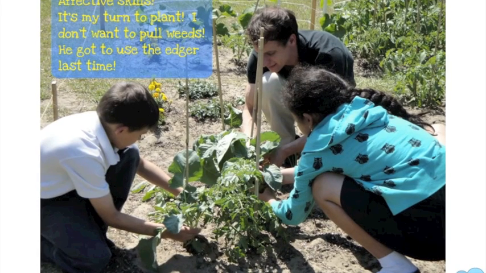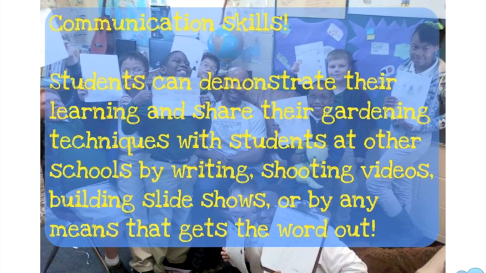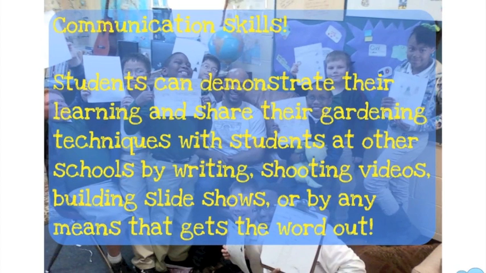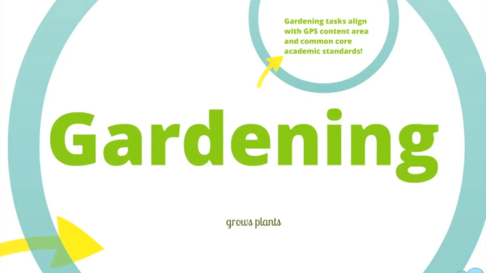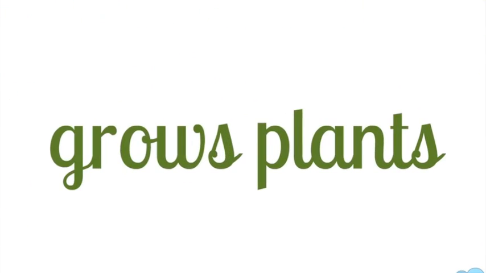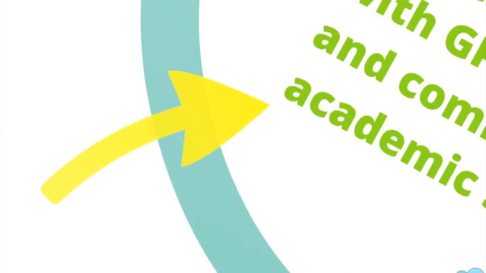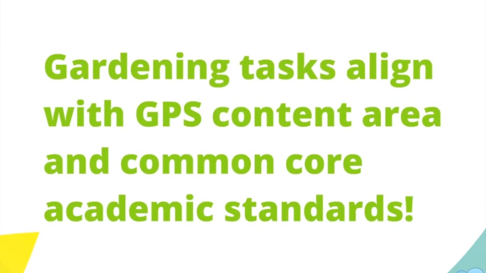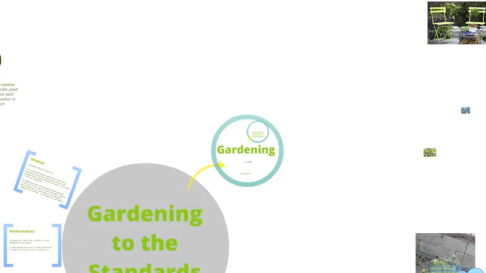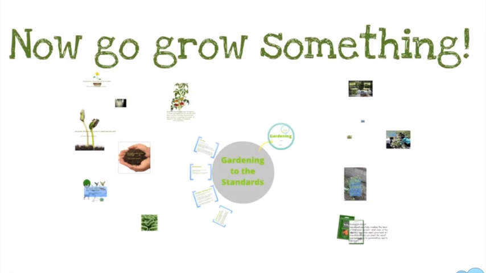Affective skills, how students get along with each other when they're fighting over whose turn it is to plant and whether they want to pull weeds or not, and whose turn it is to use the tools. Communication skills are essential to demonstrate what they learned and share their gardening techniques with students at other schools, which they can do in a variety of ways. Remember, gardening grows plants and children. So in conclusion, gardening tasks align with GPS content area and Common Core academic standards. Now that you know all this, go grow something!